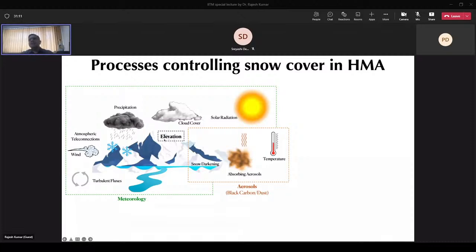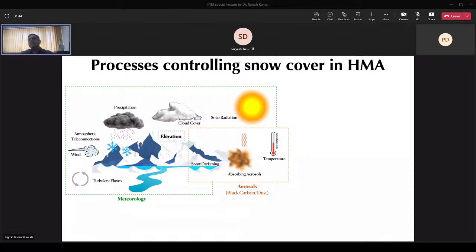And then elevation is an important factor, because elevation determines whether the precipitation is occurring in the form of rain or snow. So that is another parameter that is important for high mountain Asia. And then the third is the aerosols. Here I just put absorbing aerosols, but the scattering aerosols also play as important a role in the system as the absorbing aerosols.